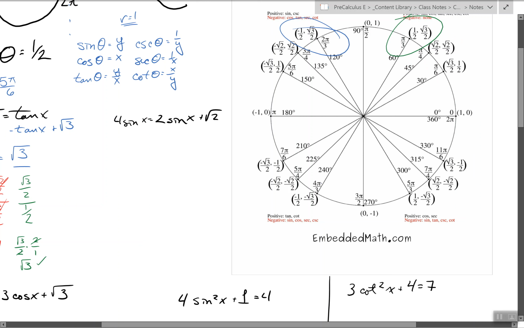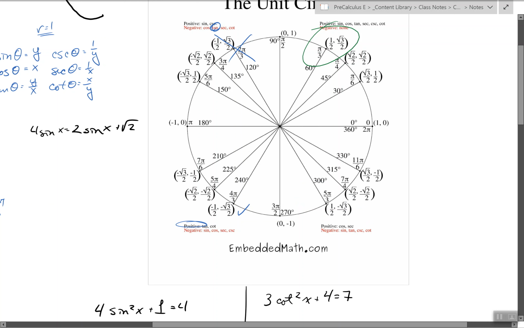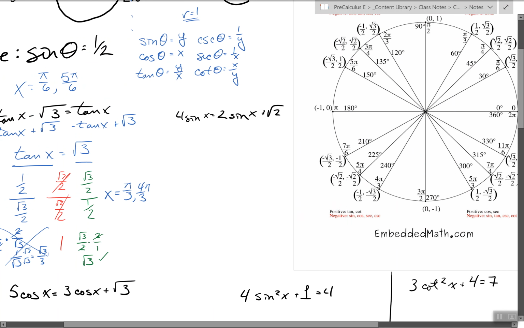So we do have answers at pi over 3, 4 pi over 3, and the last value that we could have is 5 pi over 3, but since the y is negative and the x is positive, the tangent is now negative again, so this does not work. So the 2 solutions that did work are pi over 3 and 4 pi over 3.